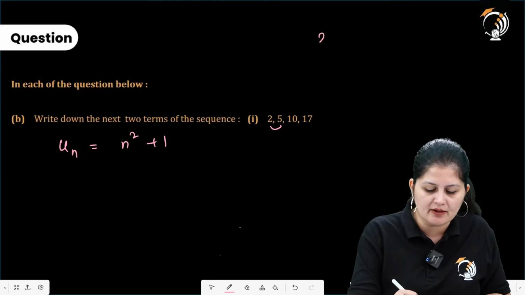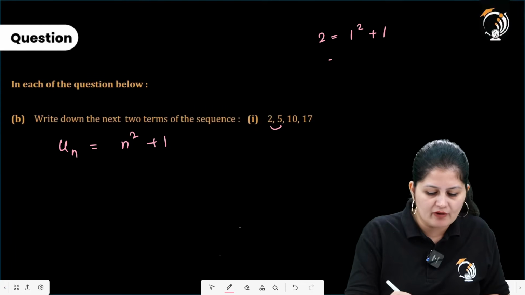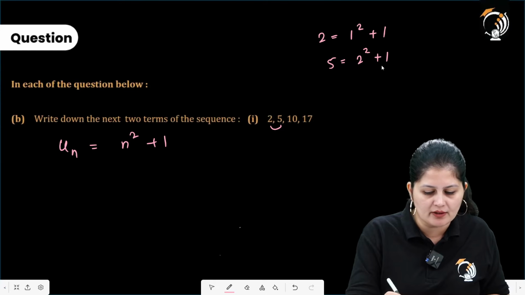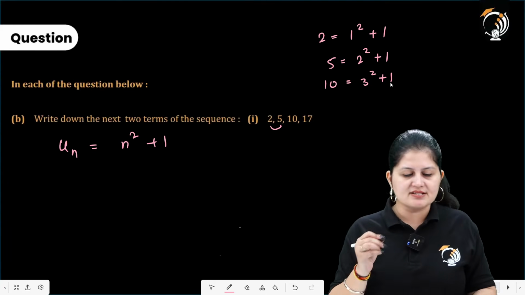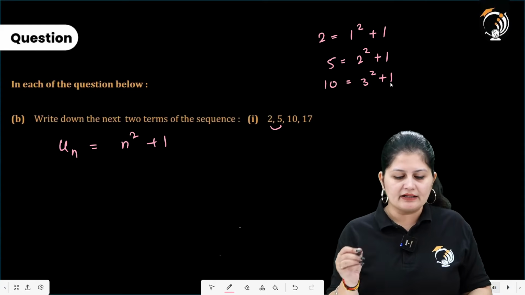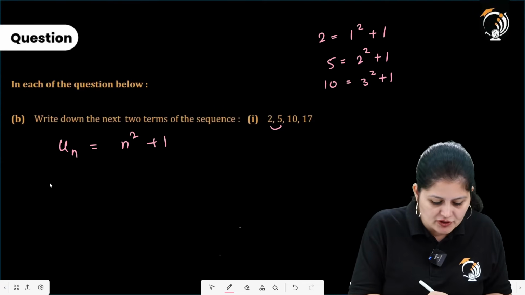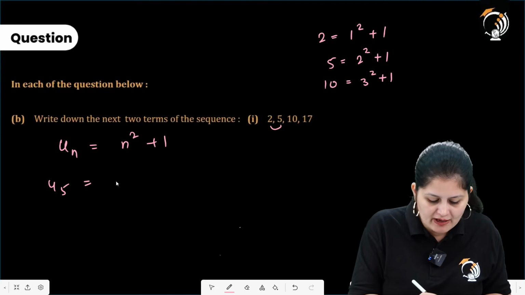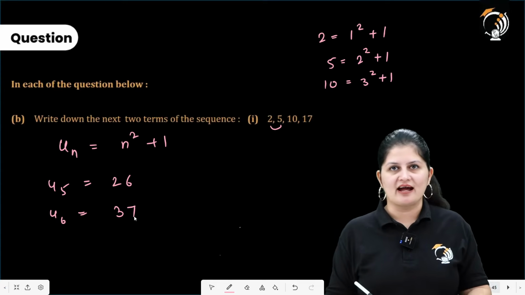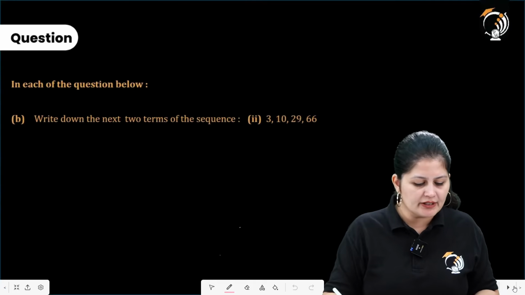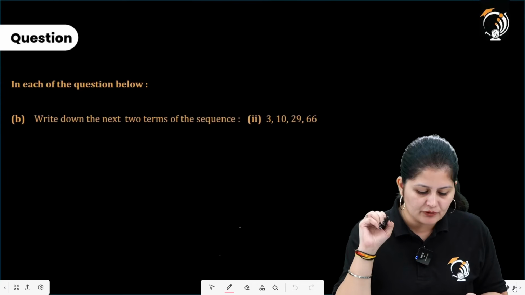Because 2 is nothing but 1 square plus 1, 5 is nothing but 2 square plus 1, 10 is nothing but 3 square plus 1, correct? So this is the formula for the nth term. To get the fifth term, u5 is going to be 5 square, which is 25, plus 1, which is 26. And the sixth term is going to be equal to 37. Understood?